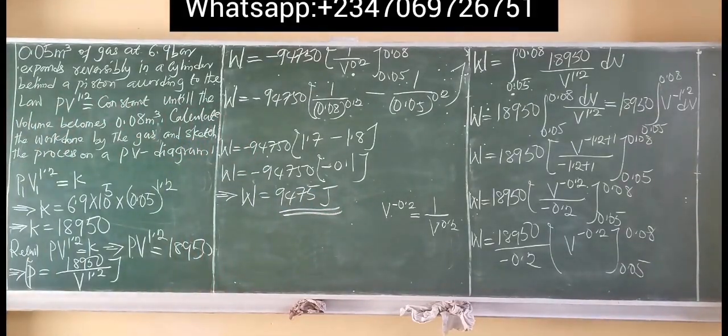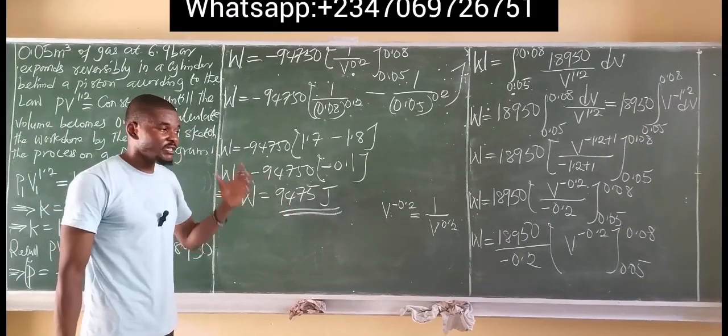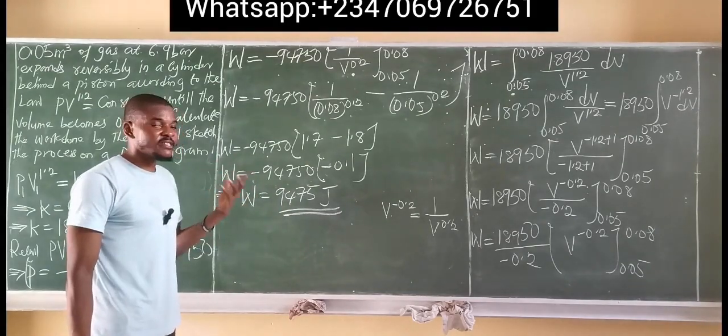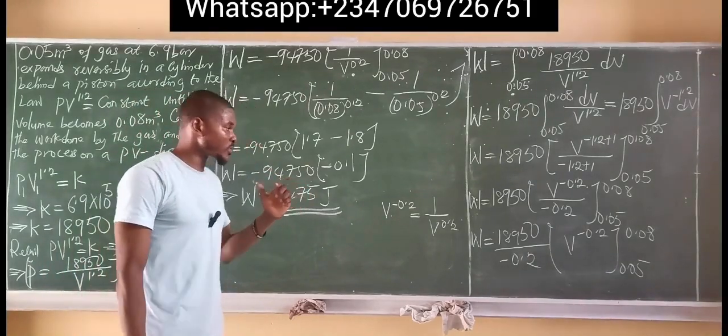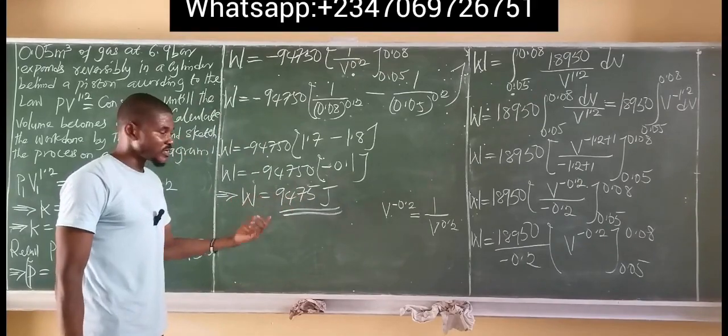So once again, look in the question. The question says 0.05 meter cube of gas at 6.9 bar expands reversibly, which is why the work done is positive. I gave earlier in the first video, given the sign convention, that whenever a system undergoes an expansion process, then the work done is always positive, and that is why we have the value here for work done as positive. All right.